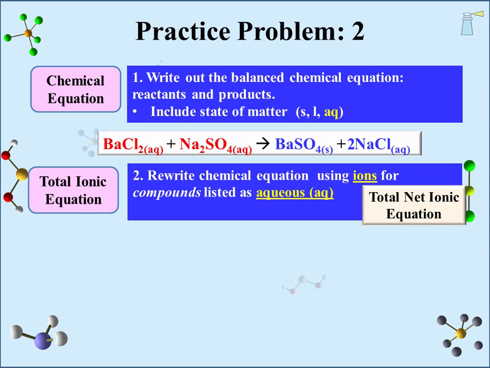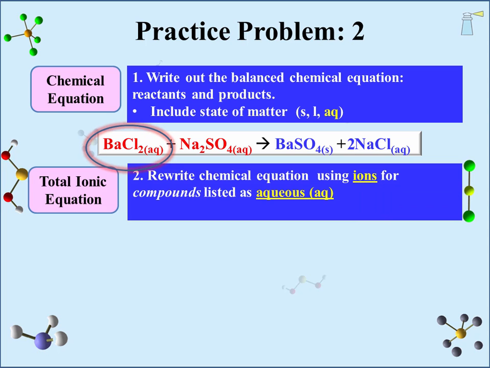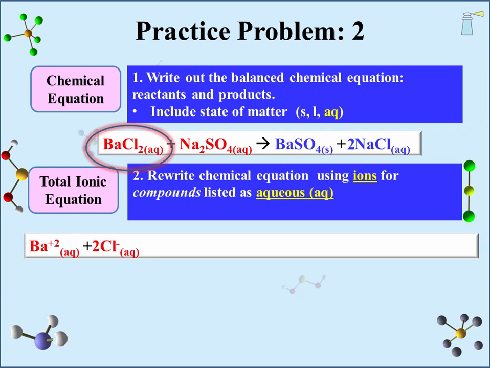Write the total ionic equation. Starting with the first reactant, aqueous barium chloride, BaCl2. It is an ionic compound that dissociates in water and is written as an aqueous Ba2+ ion and 2 aqueous Cl- ions. Problem 2 brings in a new element in that there are compounds that have multiple anions or cations. There is only one barium chloride compound in this reaction, but it has 2 chloride ions, and the total ionic equation needs to reflect that ratio.